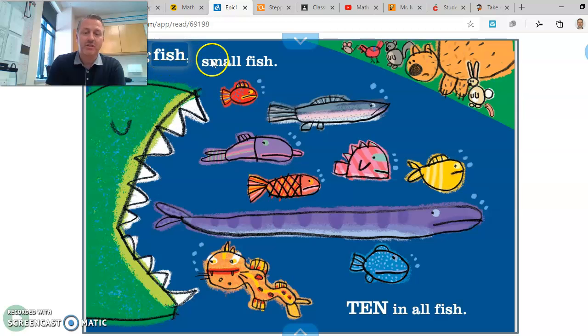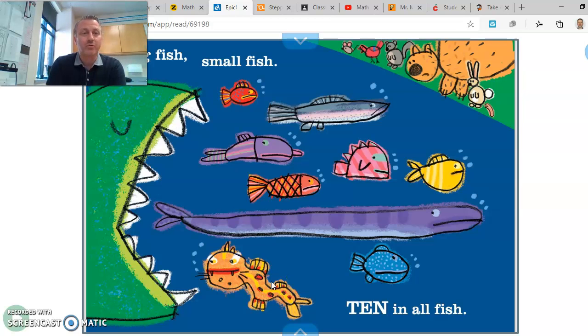Big fish, small fish. 10 in all fish. Let's count them. 1, 2, 3, 4, 5, 6, 7, 8, 9, 10. Look at that guy. He's ready to eat all the rest. Let's count one more time. 1, 2, 3, 4, 5, 6, 7, 8, 9, and 10. All right. Very good, boys and girls.